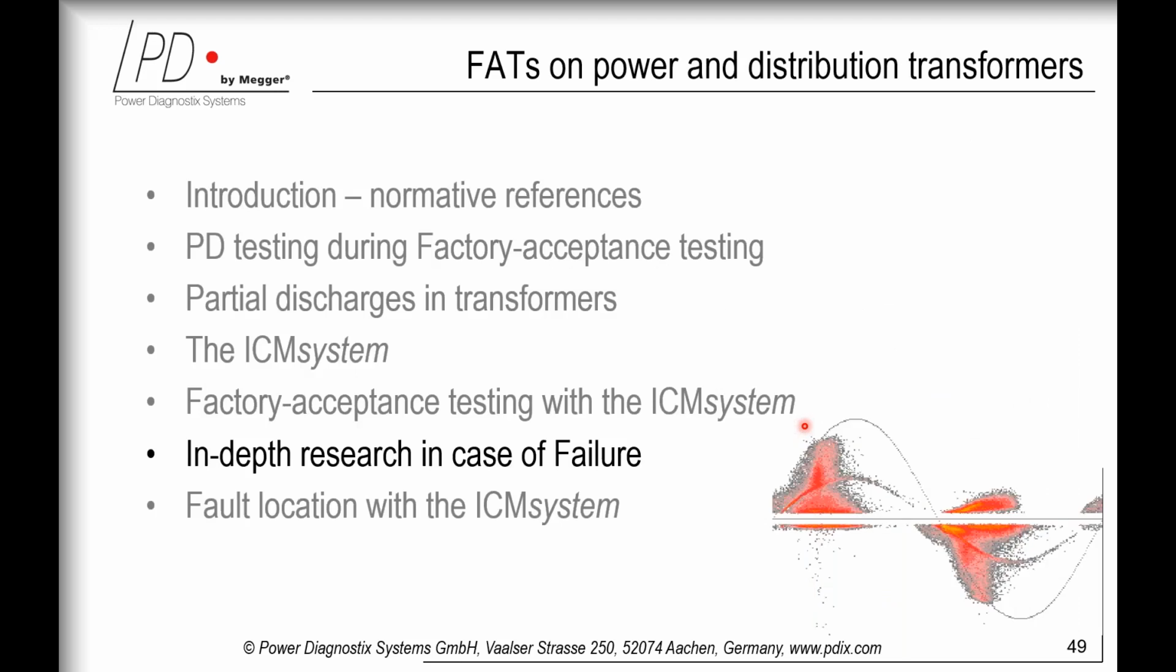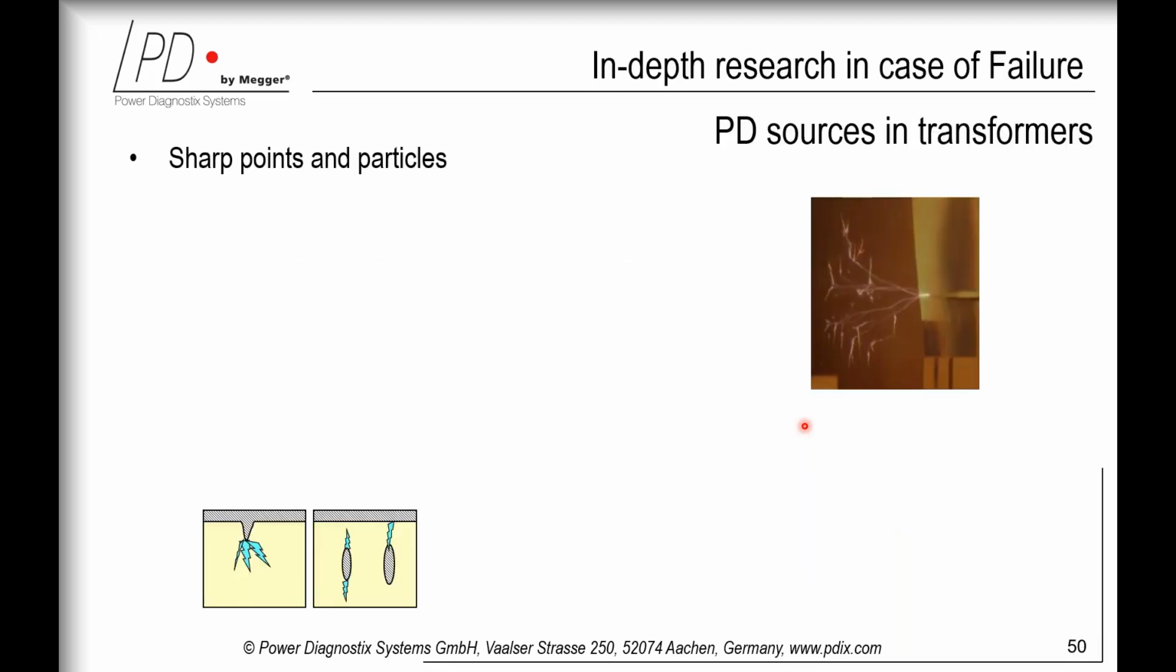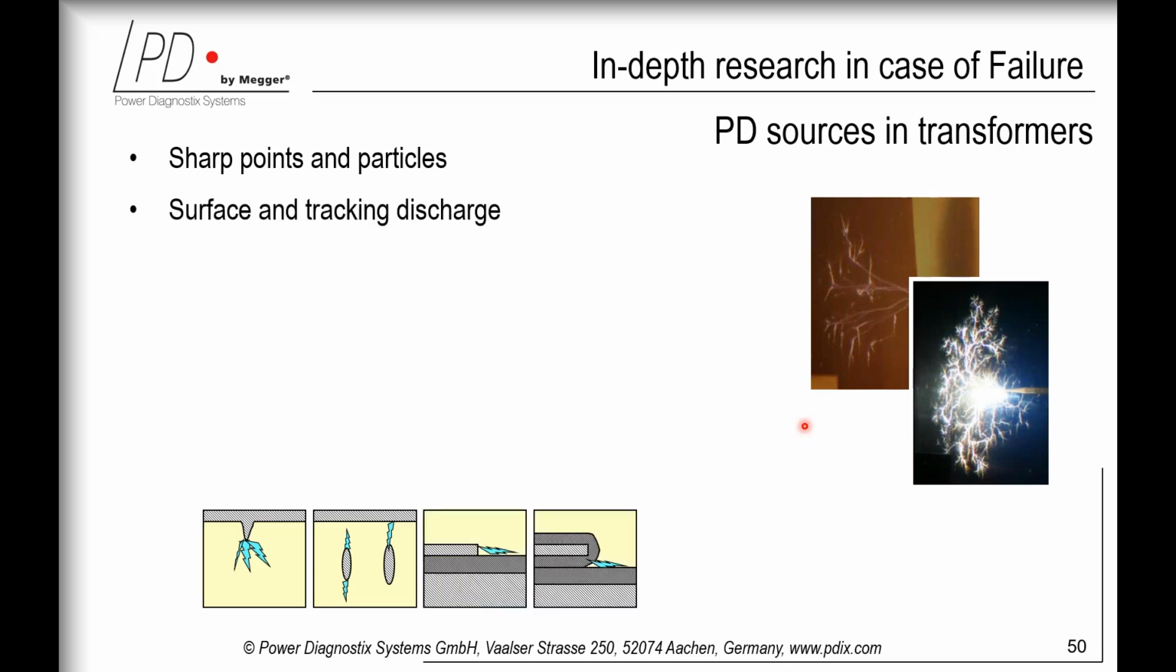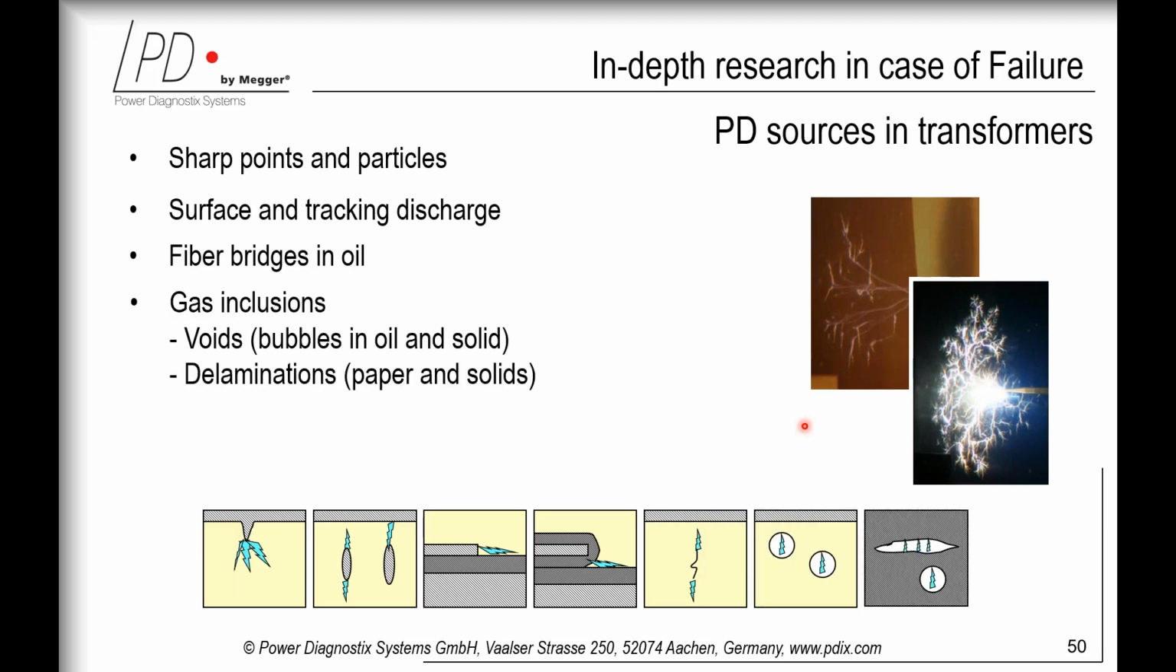However, in case of a failed test, let's take a look at what could have happened within your transformer. There are 4 different possible sources which could create PD signals within a transformer: sharp points and particles, surface and tracking discharges, fiber bridges in oil, gas inclusions, so voids, bubbles in oil and solid, or delaminations between paper and within paper and solid materials. And last, the humidity, which is an indirect PD source.